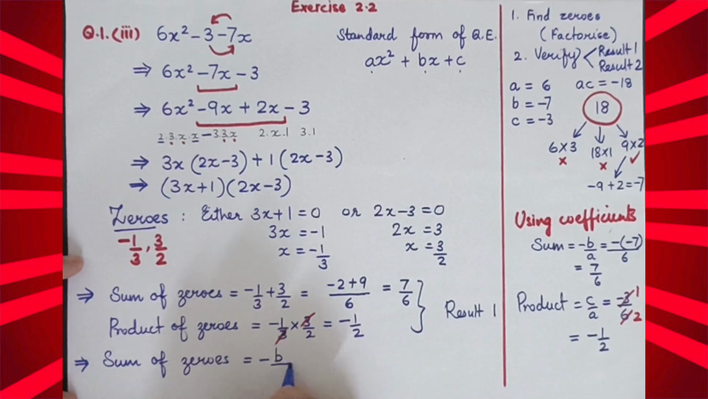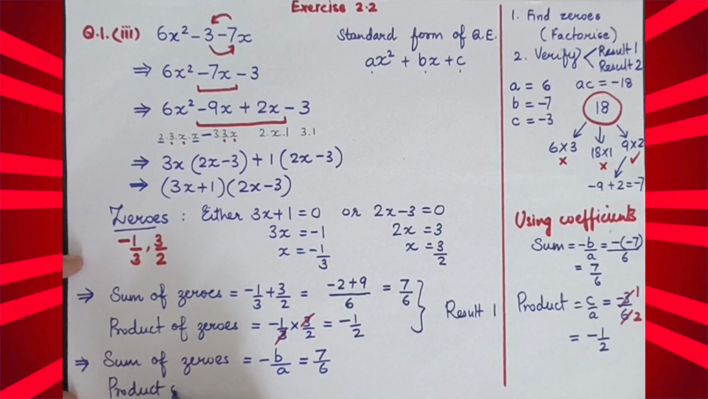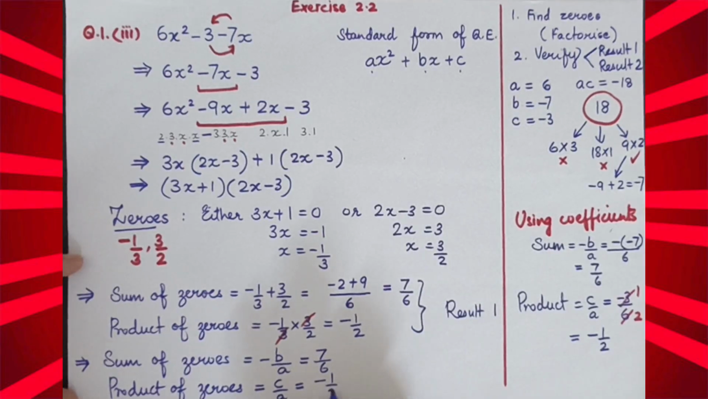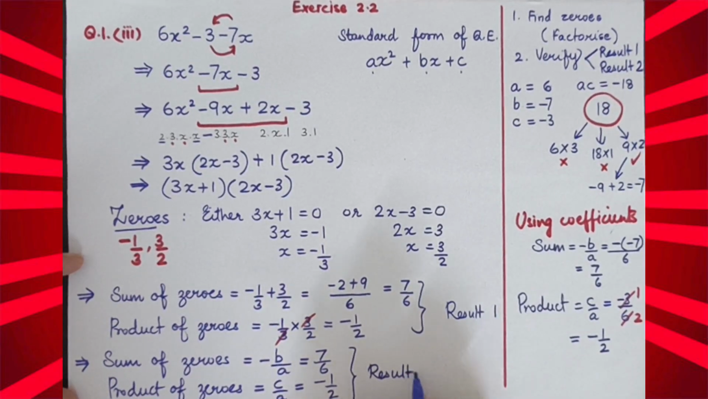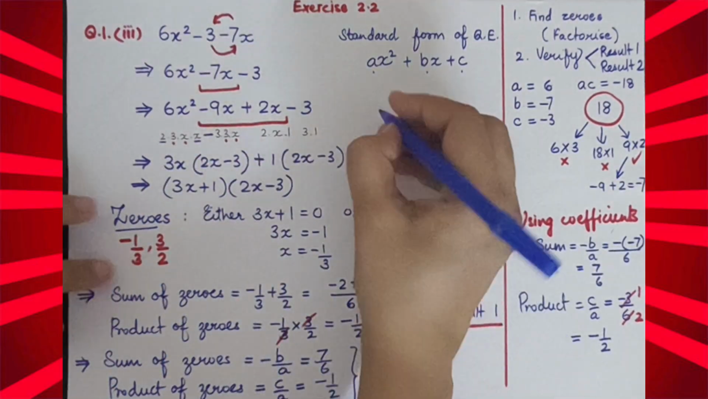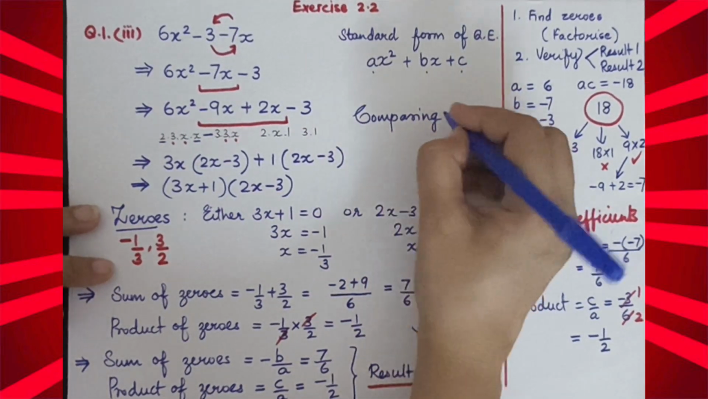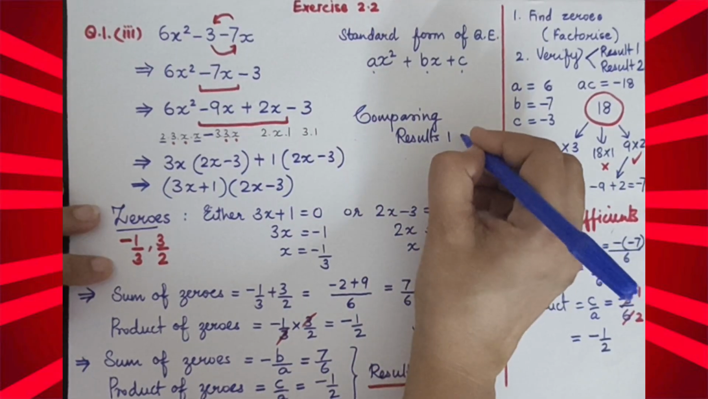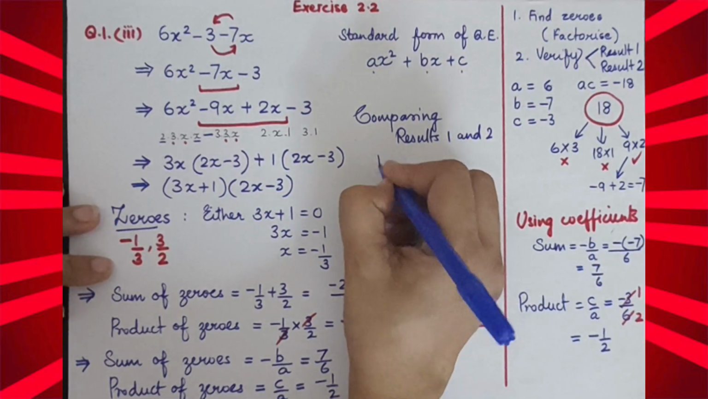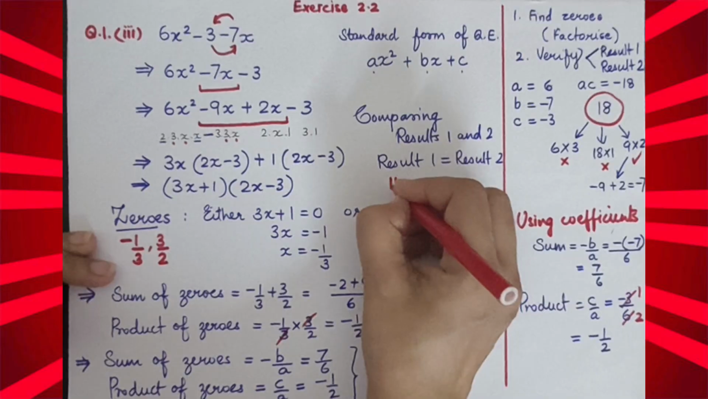Again here, the sum of zeros using the coefficients is 7 by 6 and the product of zeros using the coefficients is minus 1 by 2. Let us call it result 2 and compare both the results. Comparing result 1 and result 2, we can see that both the results are the same. Result 1 is equal to result 2. So hence this is verified.